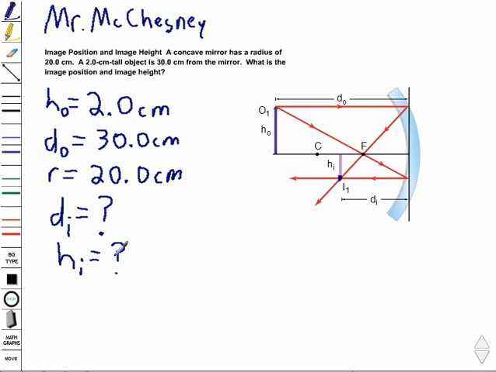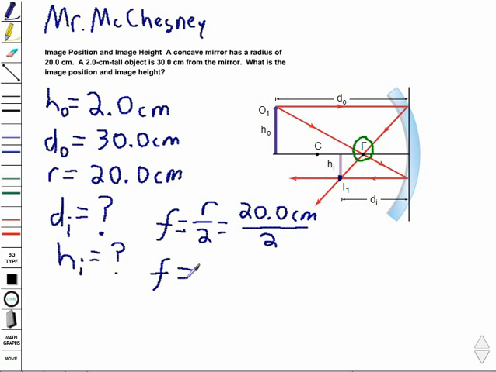So now we have all our unknowns and knowns. The first thing we have to do is figure out our focal point, or how far away is this focal point. That's pretty easy to figure out. If we go with our equation for this, our focal length is going to be half of the radius of curvature. So that's pretty simple. We had 20.0 centimeters for our radius of curvature, and we're just dividing it by 2. And that's going to give us a focal length of 10 centimeters.